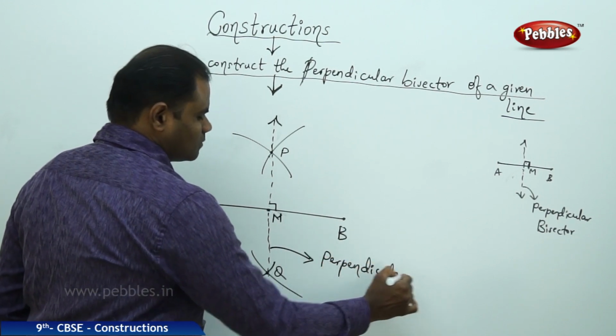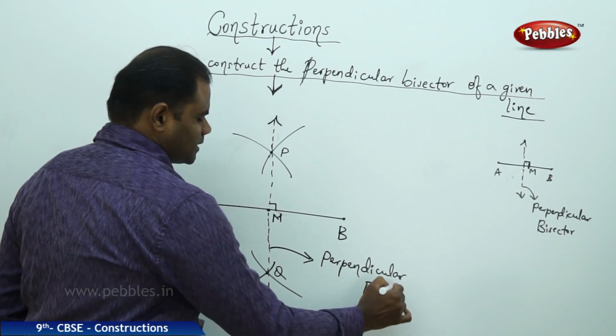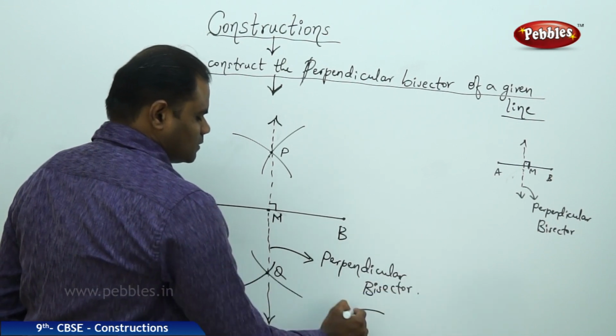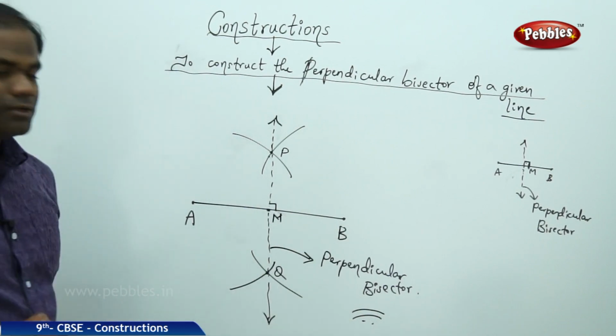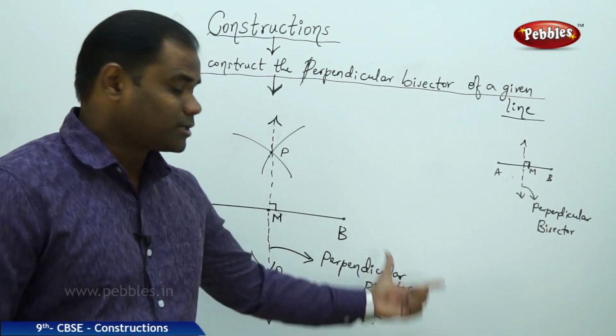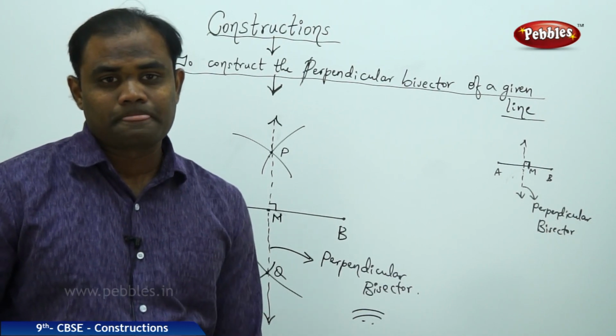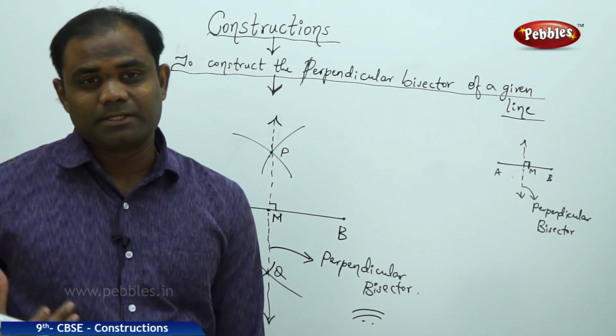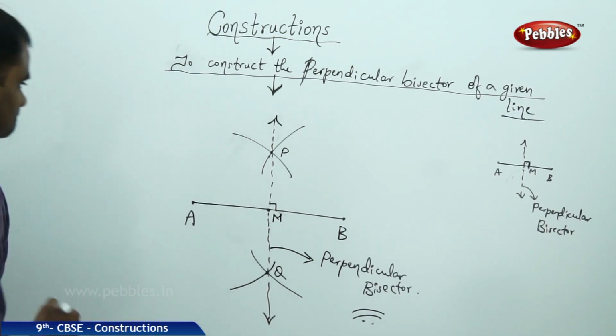So here comes the perpendicular bisector. PQ is the perpendicular bisector which is obtained through the construction process. Let's see the rules in a step-by-step process.